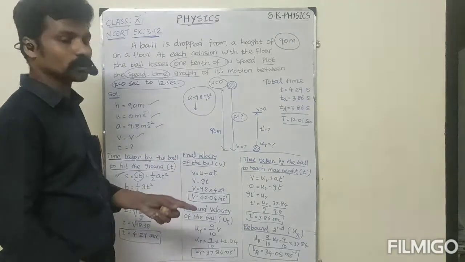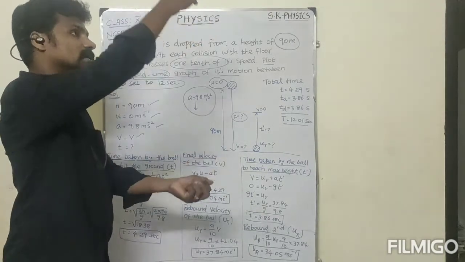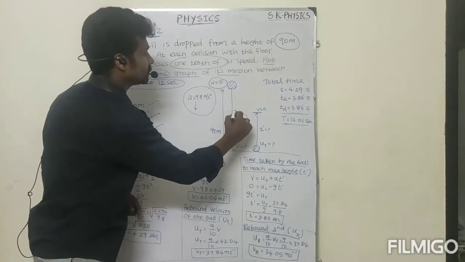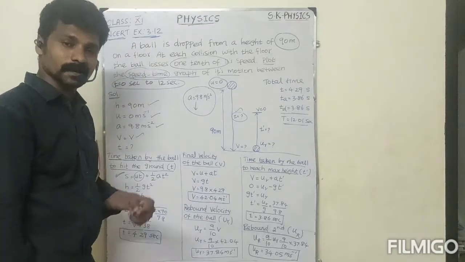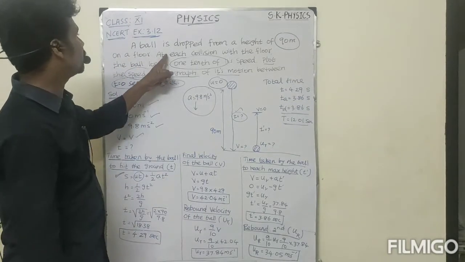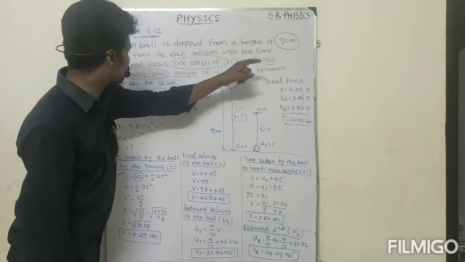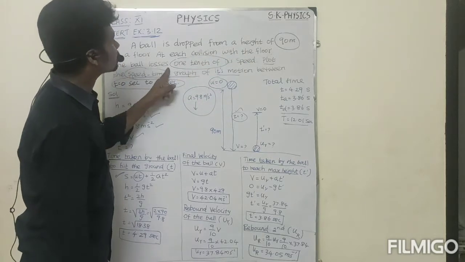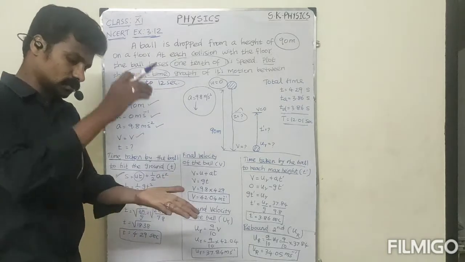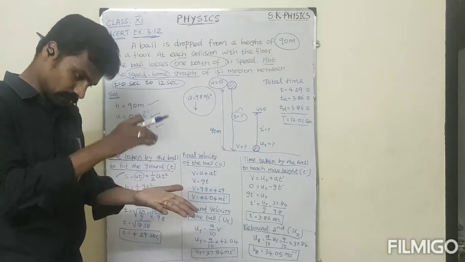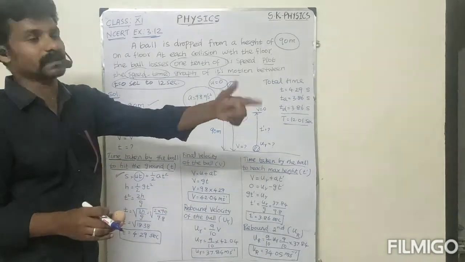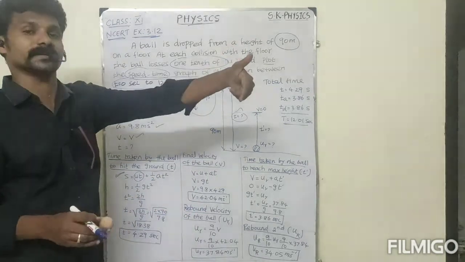Okay, so 4.29 seconds, it will cover 20 meter height. Now this time value is over. Then one more thing, if you observe the question, with each collision with the floor, the ball loses 1/10 of its speed. Whenever it collides with the ground, it loses its previous speed.